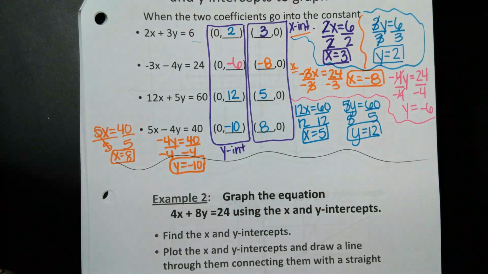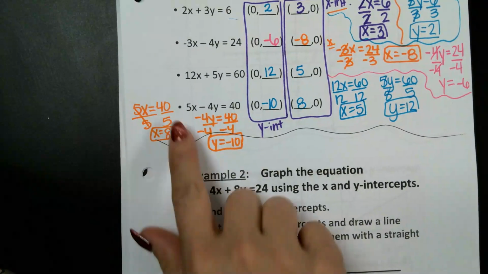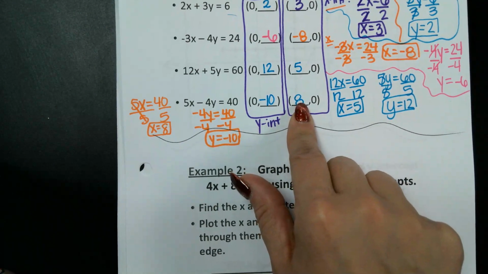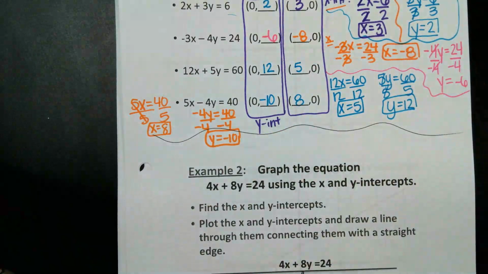And then the bottom two, did you guys get negative 10 and 8? So for the bottom two, 5x equals 40, you divide by 5, you get an answer of 8. And then negative 4y equals 40, divide by negative 4, and you get y equals negative 10.